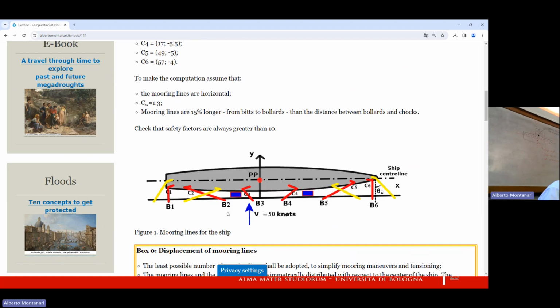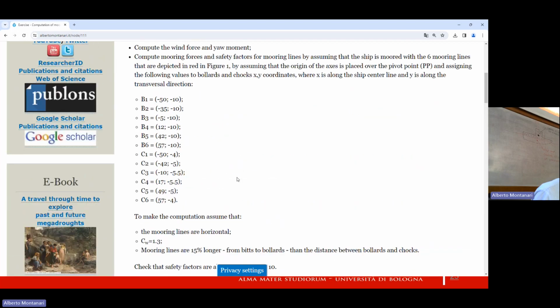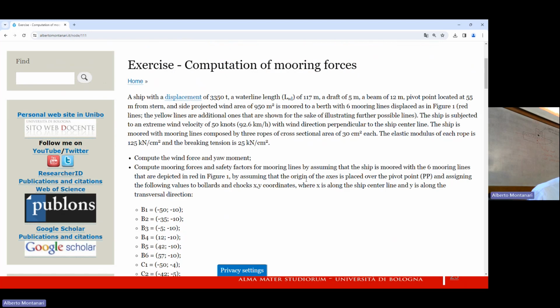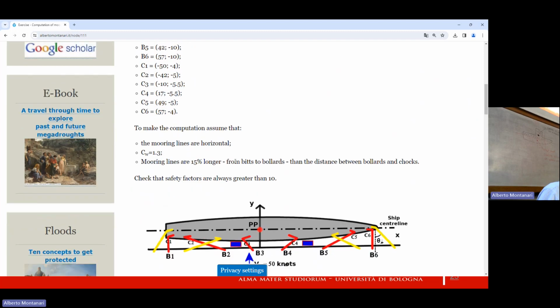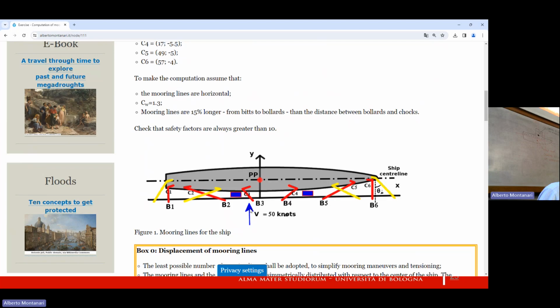So the wind computation is relatively easy. We have to apply the formula that we studied last week, and it is relatively easy. And then the position of the pivot point is given. You see here PP, this is the pivot point. It is given the position, and somewhere here it is written that the origin of axes is placed over the pivot point. Let's read it later, but the position of the point of application of the resulting wind forcing and the position of the pivot point are given. Now, from the point of view of structural mechanics, the problem here is that you have a force and a rotational moment acting on a rigid body.